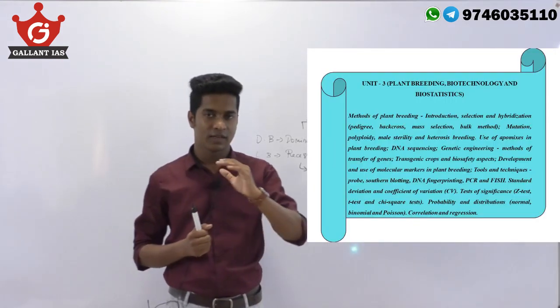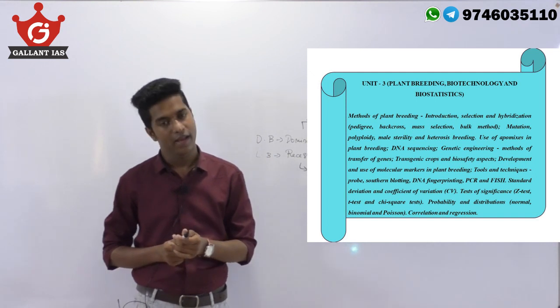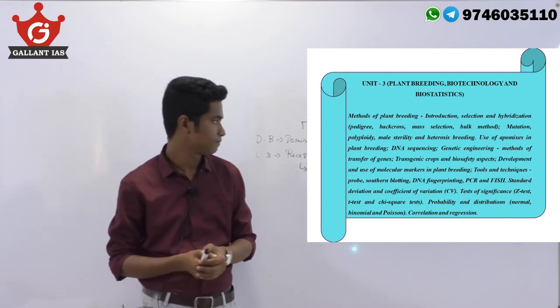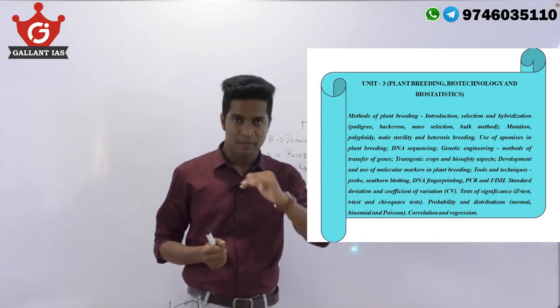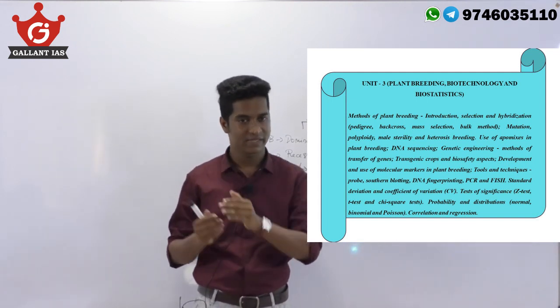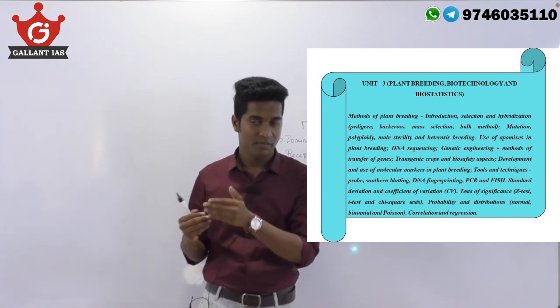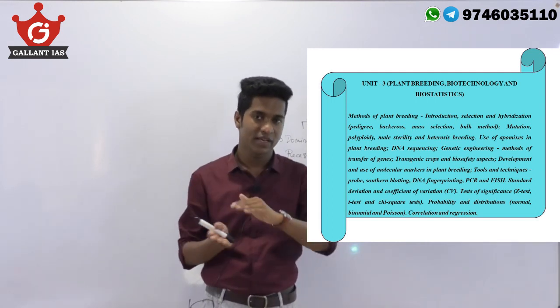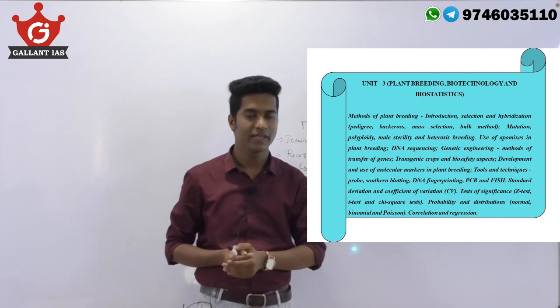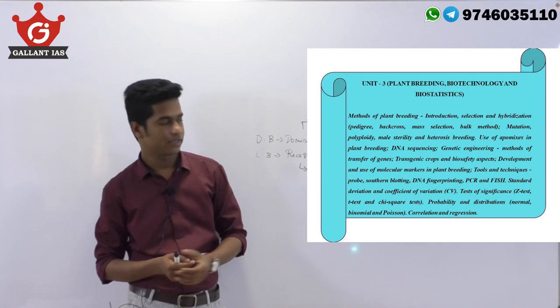Next is plant breeding. Unit 3 is plant breeding, biotechnology and biostatistics. On plant breeding, we are discussing how plant breeding takes place and the different techniques. On the biotechnology part, we are discussing the applications which are used for plant breeding techniques, and the other part is biostatistics.